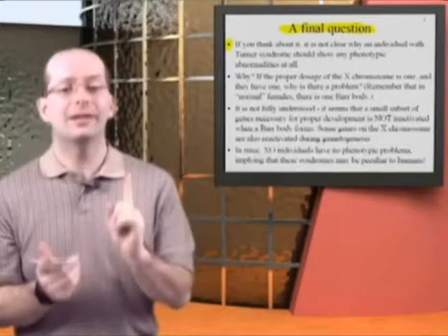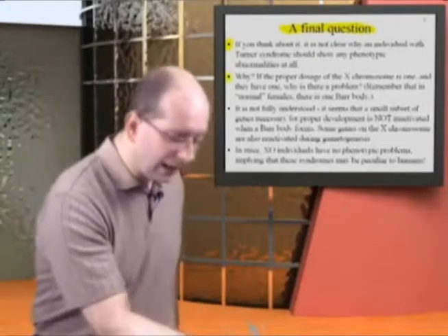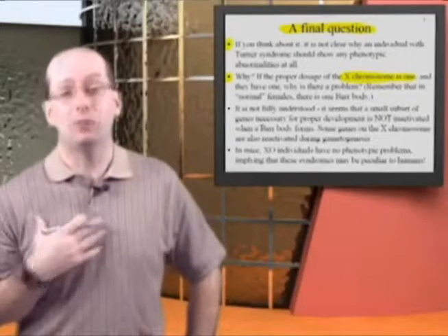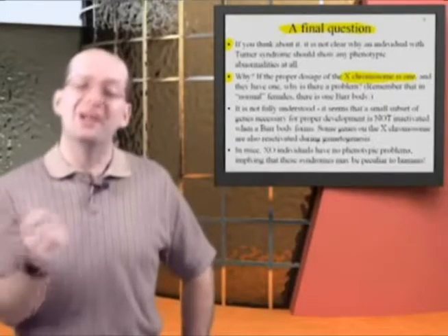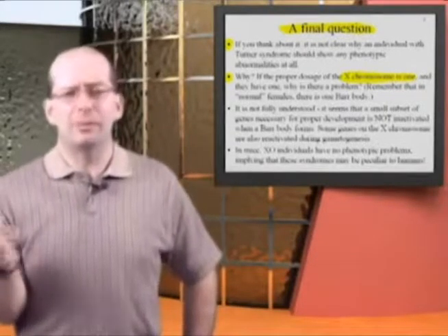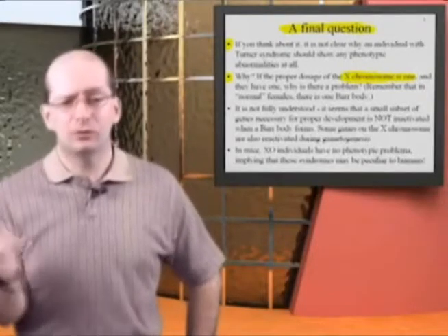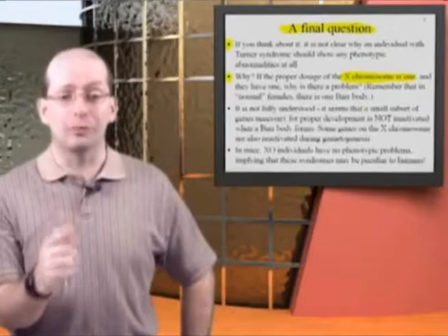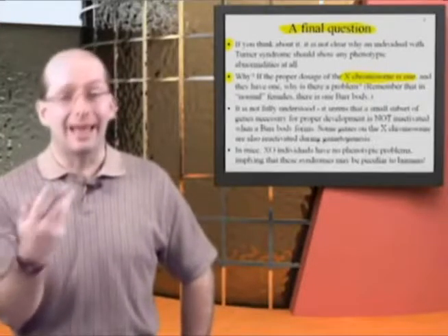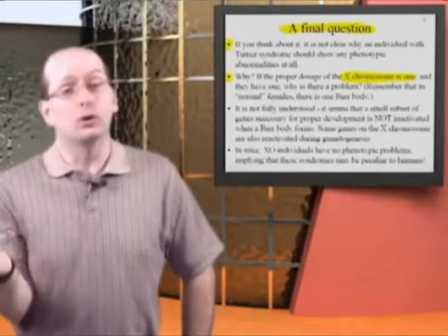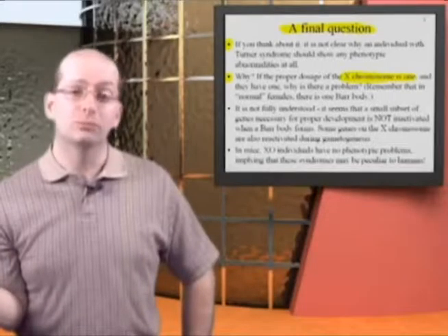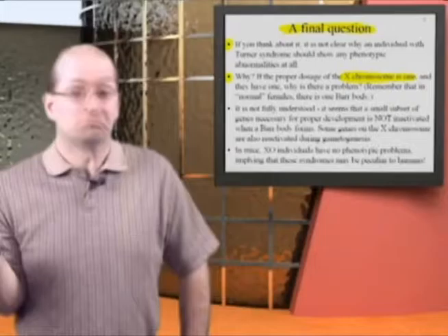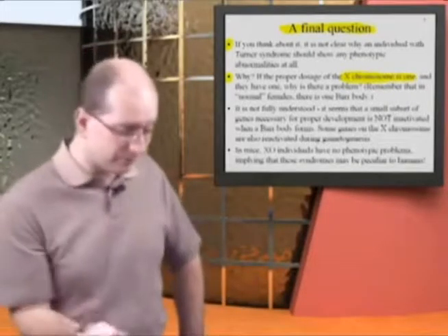Because think of the logic. I'm telling you the proper dosage of the X is 1. I have 1. I'm a male. If you're a male, you have 1, right? Nothing happens. We don't make any Barr bodies, and everything's fine. Well, a Turner syndrome individual has 1 also. Remember, they're XO. They have the 1. They don't look male because they don't have the Y chromosome, but they have the 1. It doesn't get turned off. Why should there be a problem at all? It's a very good question.